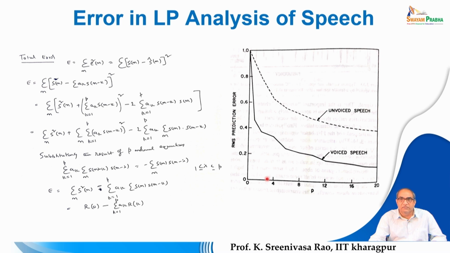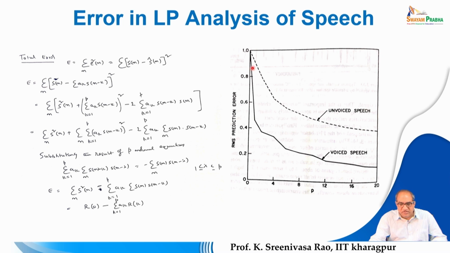Because of that, by knowing more and more samples, or by increasing the order of prediction, that is, increasing the number of samples for predicting the signal, the error in prediction will be less. In other words, the prediction will be better and the predicted sample will be very close to the actual sample, and with that the error will be less in case of voiced speech.